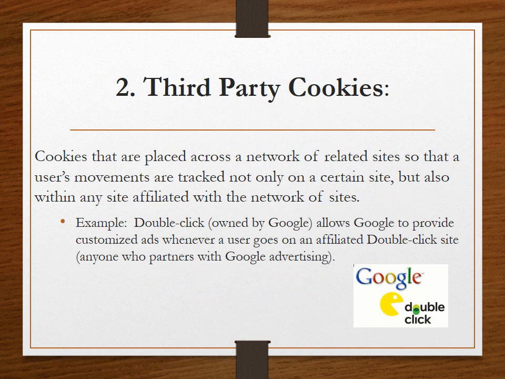The other option is third-party cookies. And these are cookies that are placed across a network of related sites so that a user's movements are tracked not only on that specific site, but also within any site affiliated with the network of sites. So for example, DoubleClick, which is owned by Google, allows Google to provide customized ads whenever a user goes on an affiliated DoubleClick site. In other words, anyone who partners with Google advertising, which is basically like everybody these days.